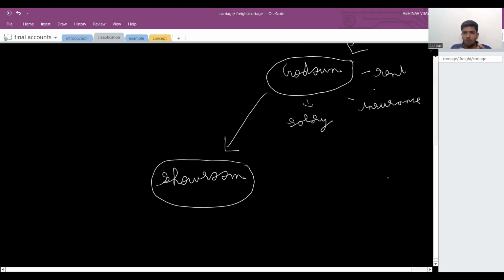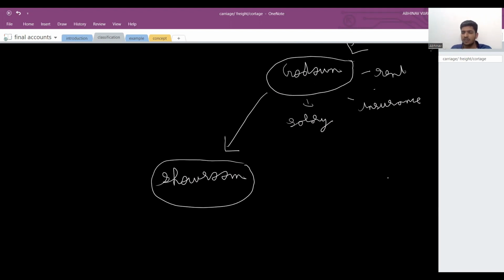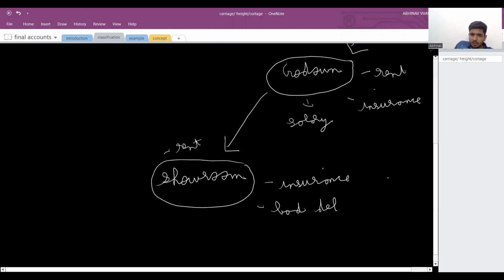I'm giving you the overall picture of the difference between direct expenses and indirect expenses. This will come for any type of raw material, any type of business. So write this down. So in the showroom also you pay rent, you pay insurance, then you have bad debts. Because in the showroom actual sales happen, so you'll have bad debt, that's an expense. Then you pay commission on sales.